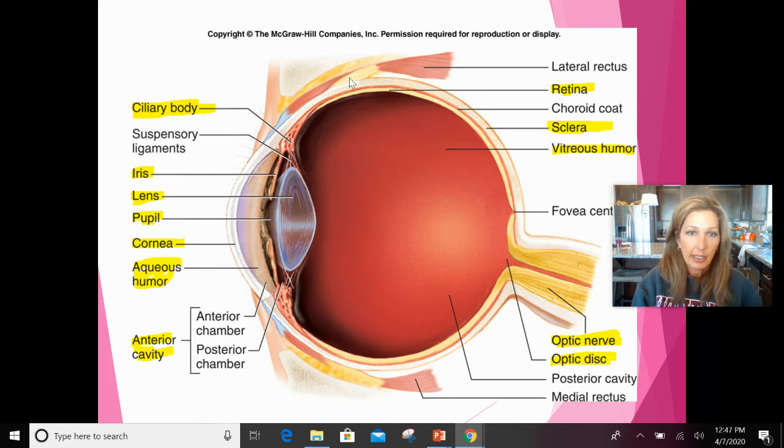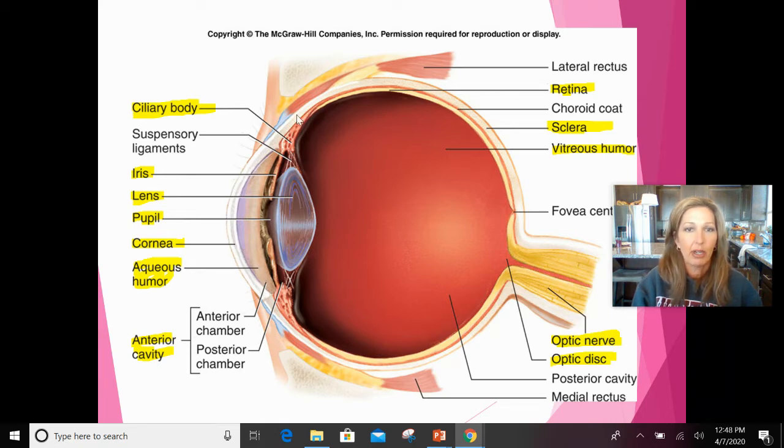But your sclera continues all the way around. This is what's giving the eye its strength. But then right in the front, it actually turns clear, and that clear is the cornea. Now, your cornea is actually the first structure of your eye that is helping you to see.